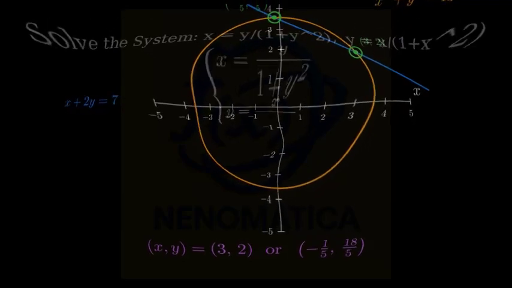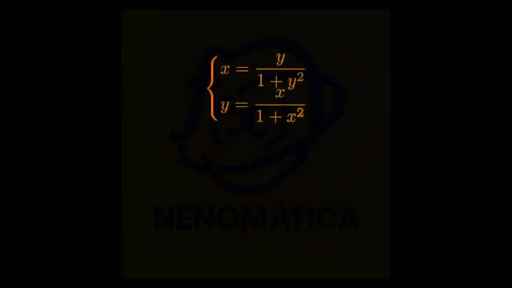In this lesson, we'll solve a neat little system of equations involving symmetry and rational expressions. We'll proceed step by step, and at each step, I'll explain the intuition behind the algebra. Step 1. Write down the system clearly. Notice that each variable equals the other divided by 1 plus the square of that other variable.